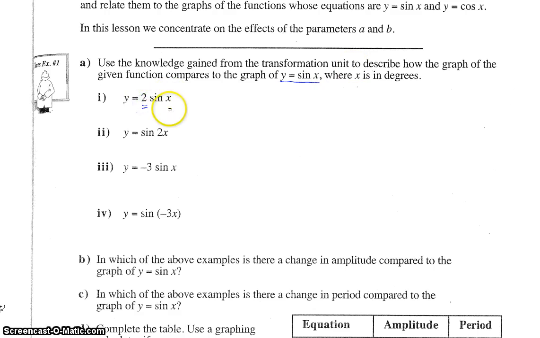We have a 2 in front of our sine x. Okay, I think we seem to remember if we have a 2 in front of our whole function, that is a vertical stretch about the x-axis by a factor of 2. Okay, so it works normally when it's in front of the function. If it's with the y, it's upside down and backwards.